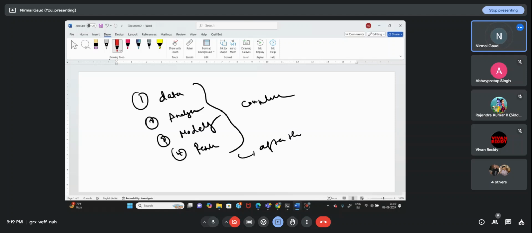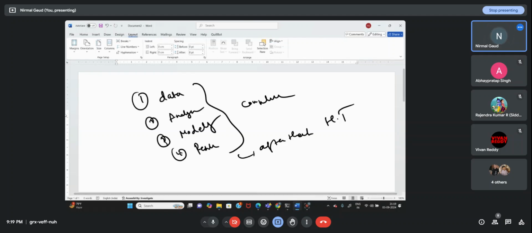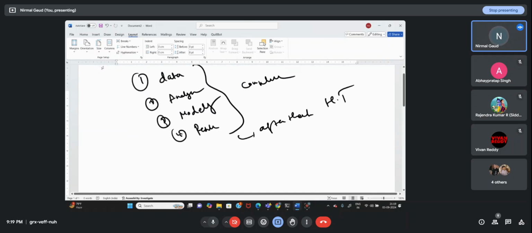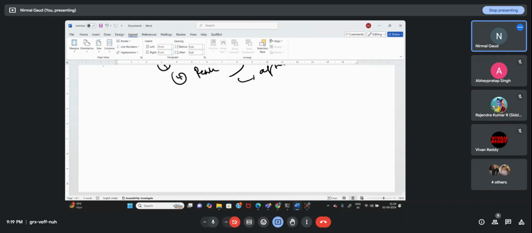After that hypothesis testing is applied. That means when you do the entire project, after that hypothesis testing is applied. If you're doing some research or some project, the person may ask you, kindly validate your results.